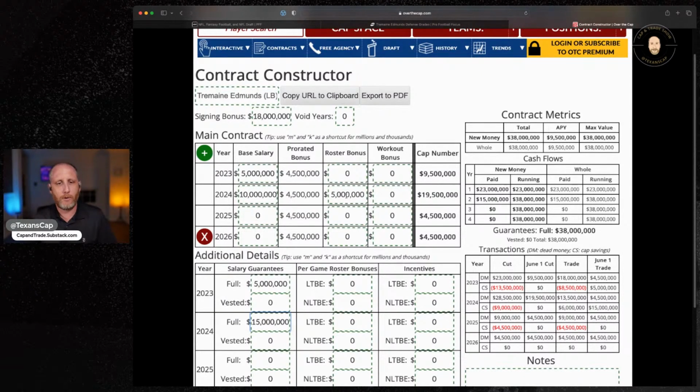The reason why I wanted to do the $5 million roster bonus in year two was since we're only going to come in at 23 million in that first year, which is slightly below 3 of the 4 other linebackers that we looked at for comps. So to entice Edmunds and his agent, we're going to do a roster bonus, which would be paid out on the third day of the league year of 2024 in March of 2024.